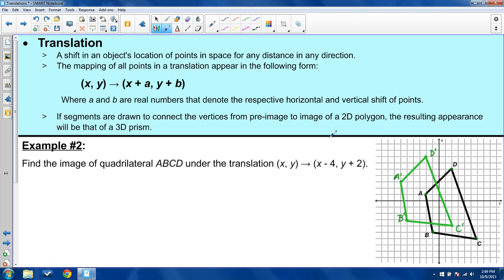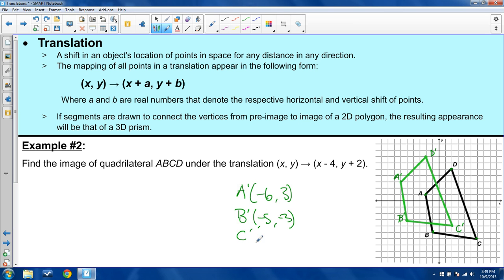So we found the image, but as far as finding it, it would be best if we found the actual coordinate points. So let's see. For A prime, it looks like I'm at 6 over and 3 up, but 6 to the left, so that's negative 6, 3. B prime looks like 5 over and 3 down.